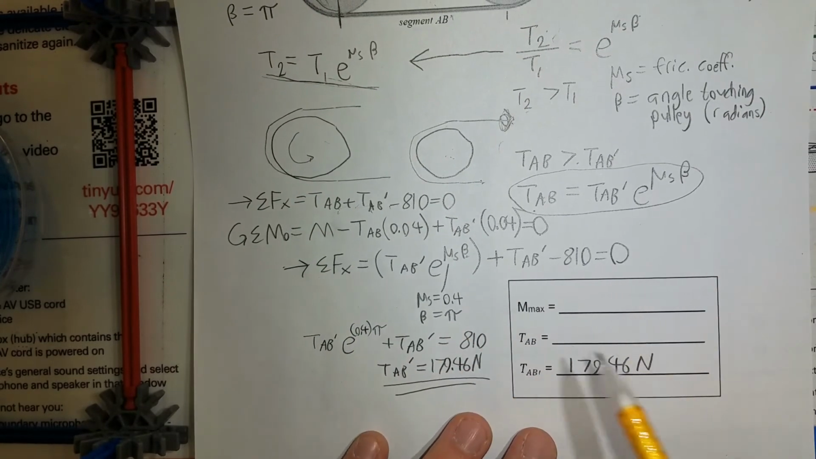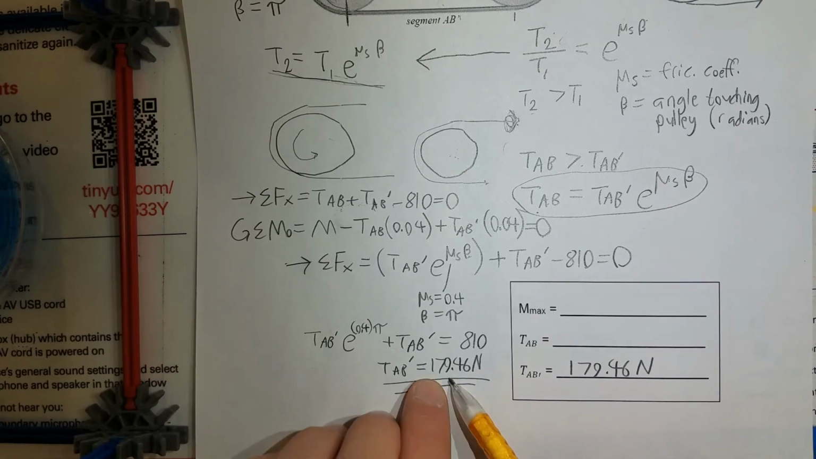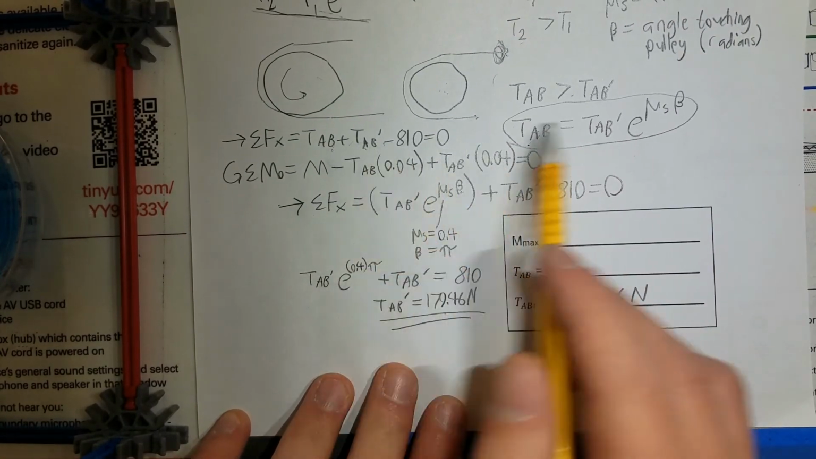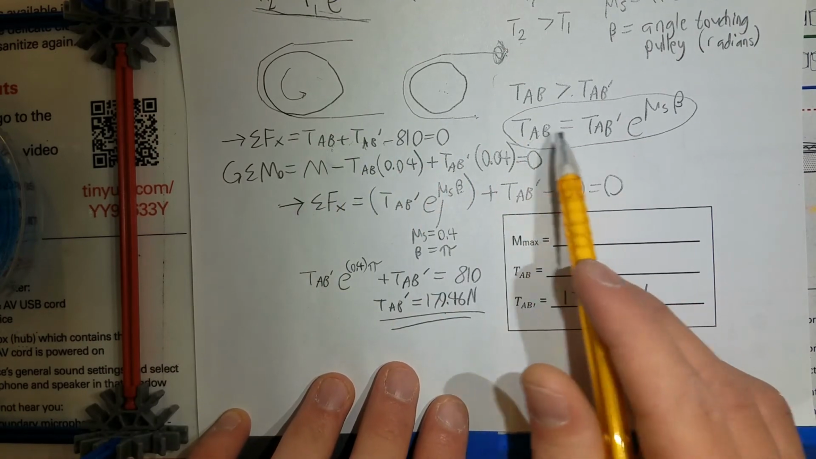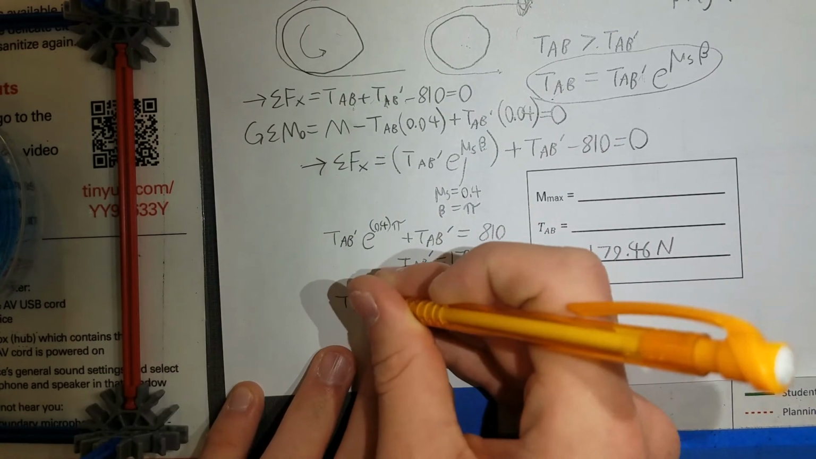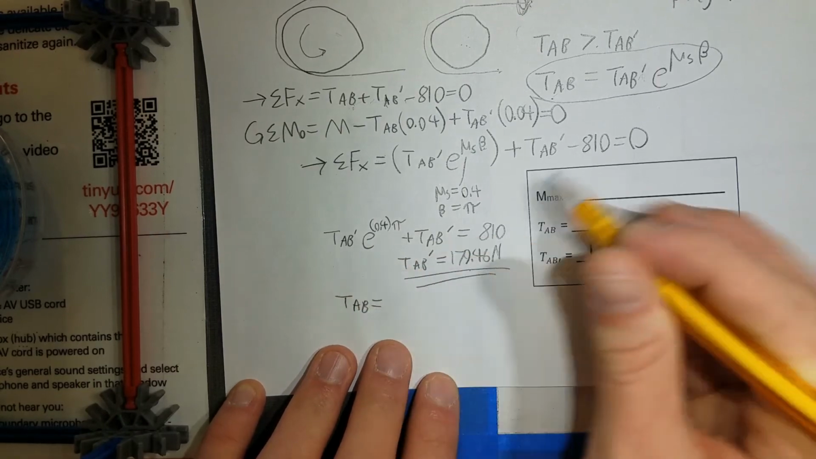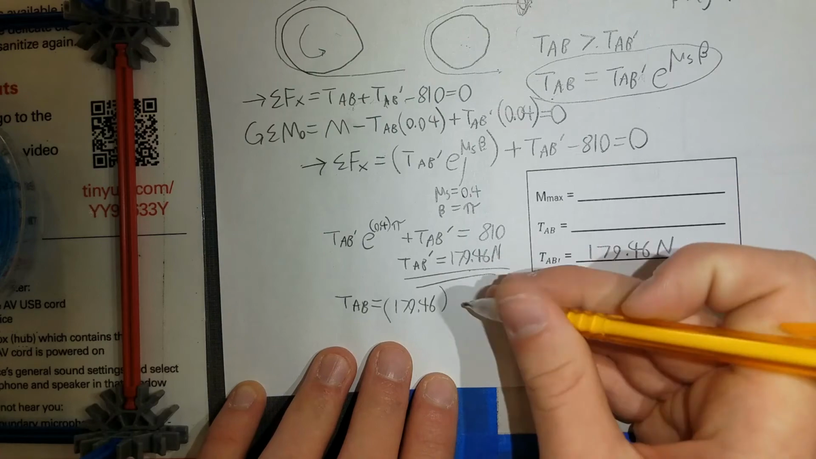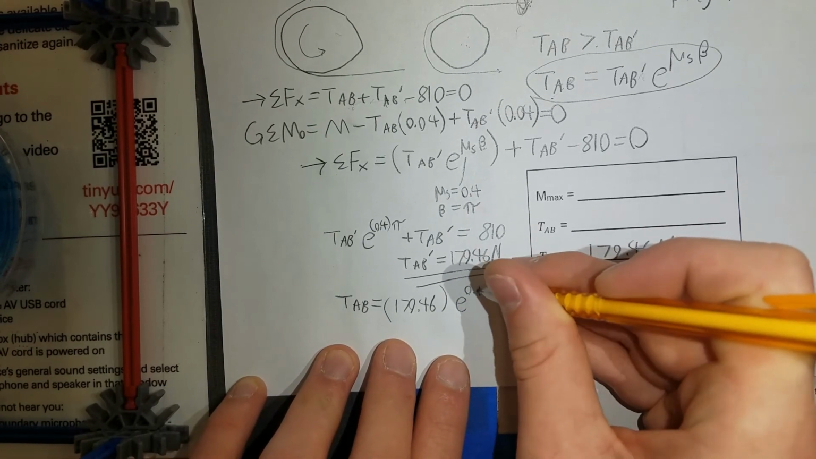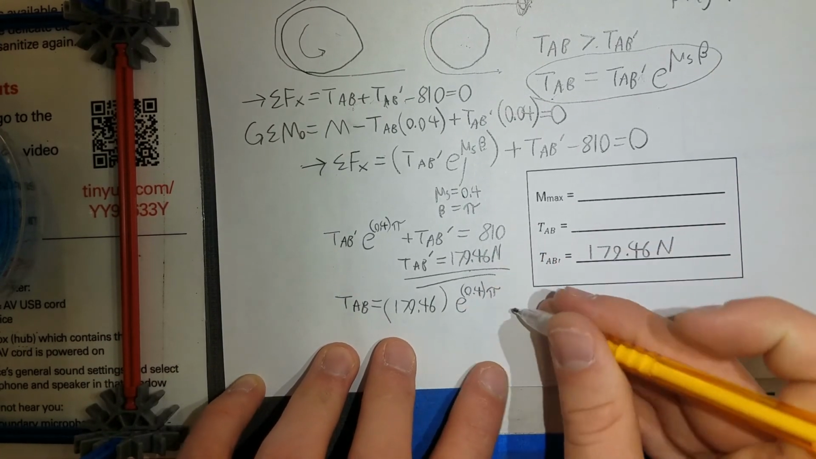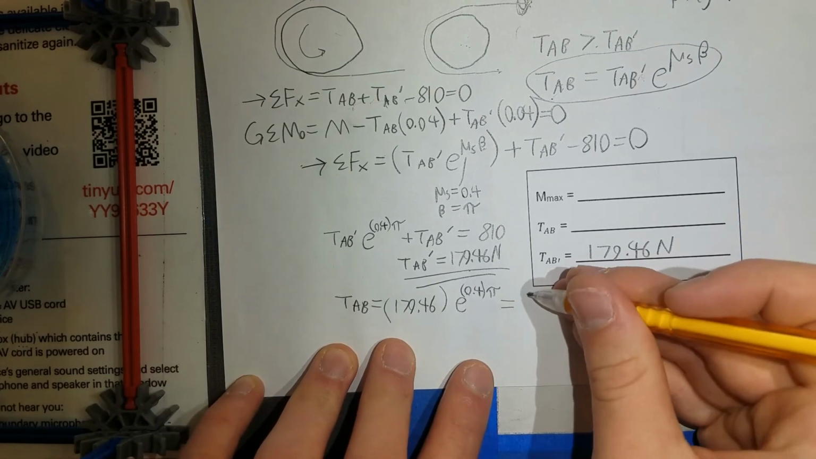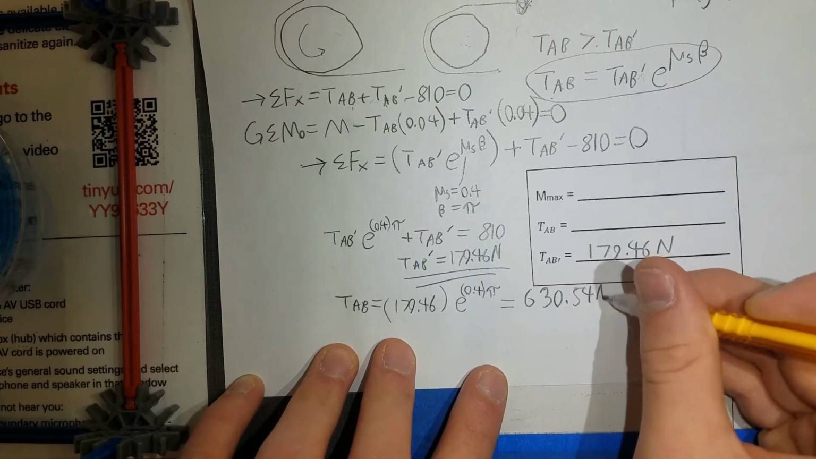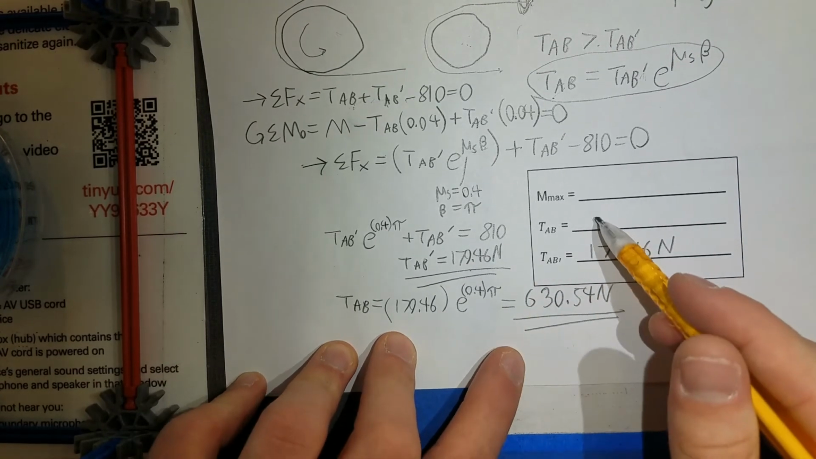The next thing that you'll want to take a look at is what TAB is going to be. And this is where you're going to substitute this value in for one of these equations. You have a couple of options here. I substituted it into this equation here. So TAB is going to be equal to 179.46 times e^(0.4 pi). And doing that equation, we end up getting 630.54 newtons. And that's another one of our unknowns here.